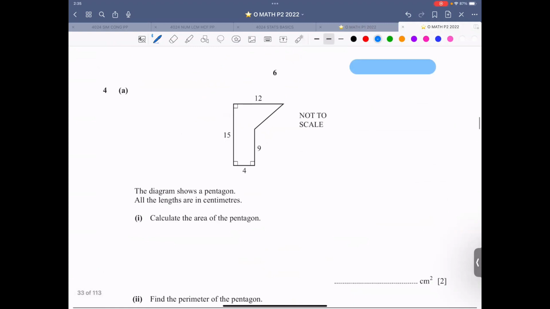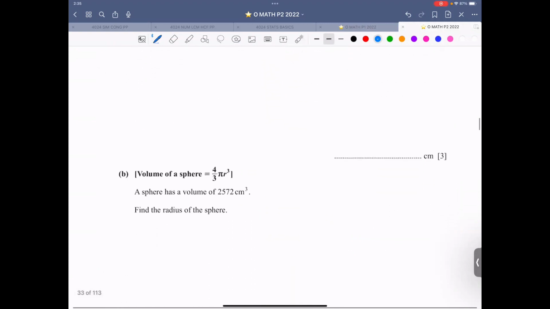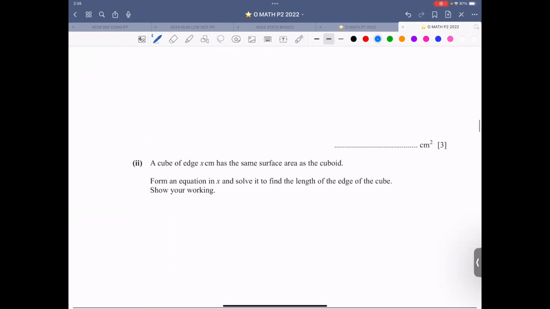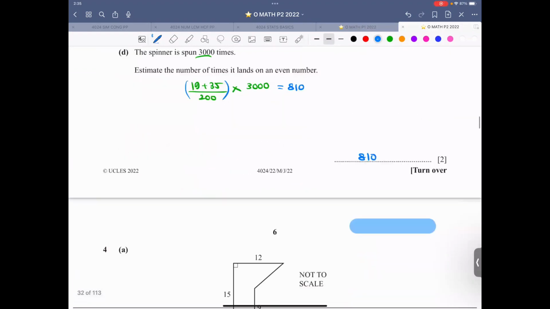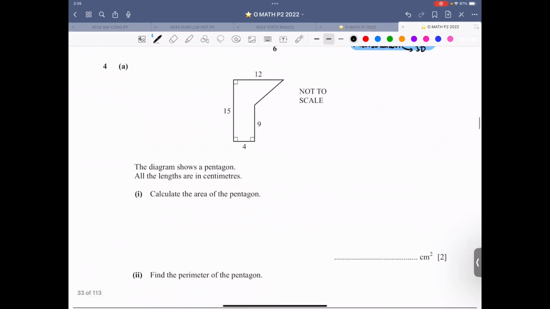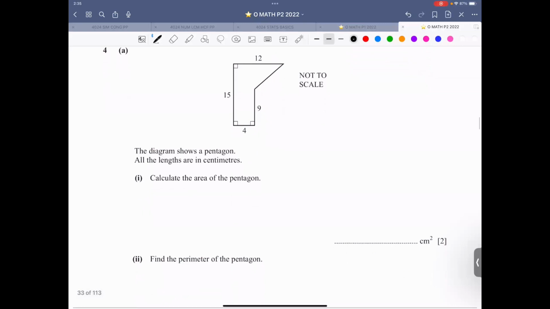Question number 4, this looks like area, perimeter, volume. There is again surface area, surface area. So this looks like a question, and it is a question of mensuration. And it's about 2D, and it's about 3D. The diagram shows a pentagon. All the lengths are in centimeters. Calculate the area, calculate the perimeter. So let me do the working for both of them.